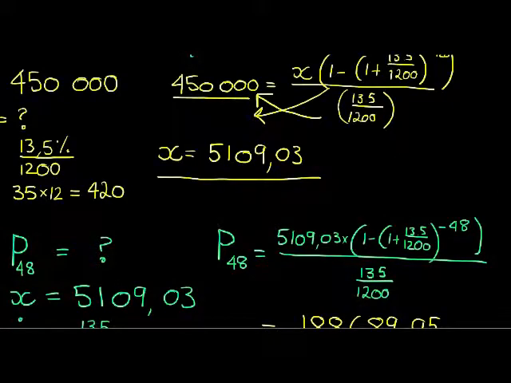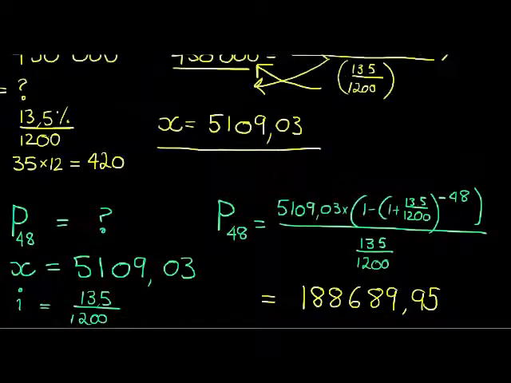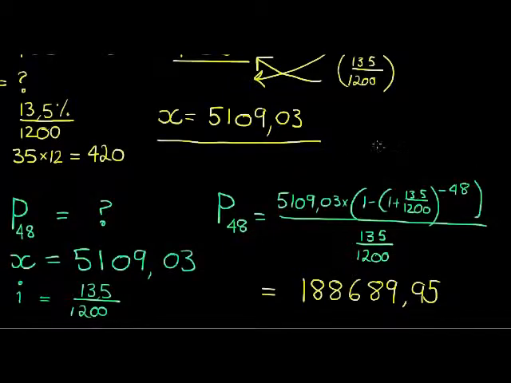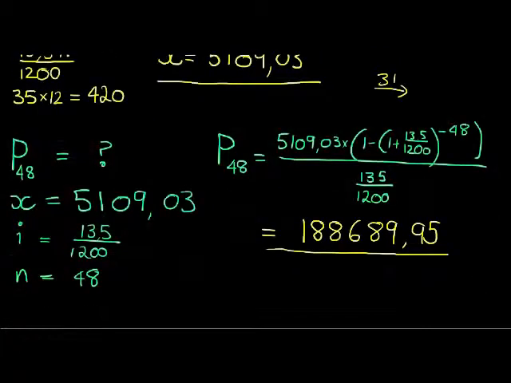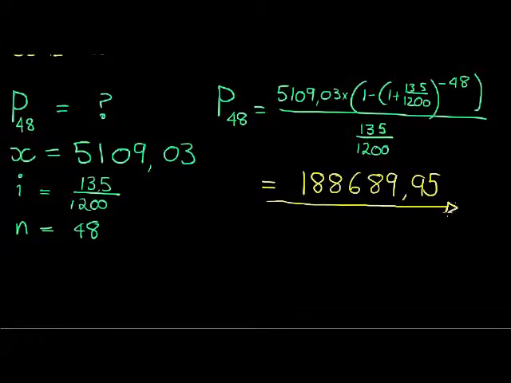So of 450,000 rand, after paying for 31 years, you are still owing almost 190,000 rand. Okay, so once again, some advice: stay away from debt.